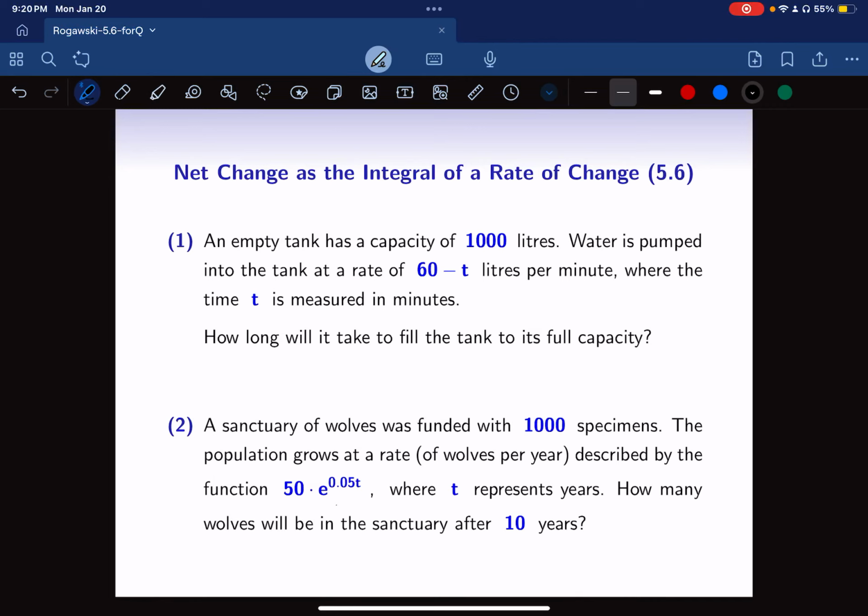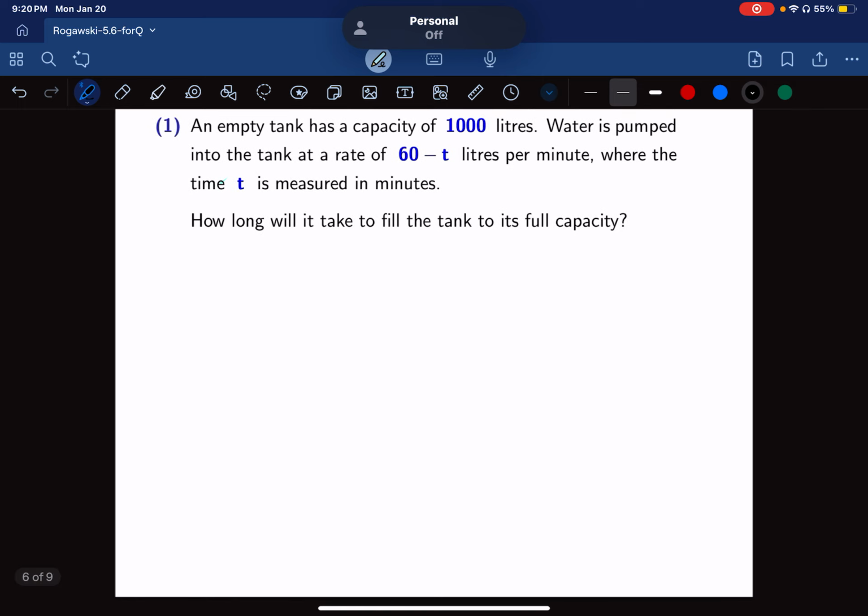All right, so today I'm just going to be doing a few lessons on how to approach word problems that involve integrals when they're combined with net change and rate of change. So, the first question that we're looking at is this question about an empty tank that has a capacity of 1,000 liters. The first thing I will always tell people when answering word problems is simply read the problem.